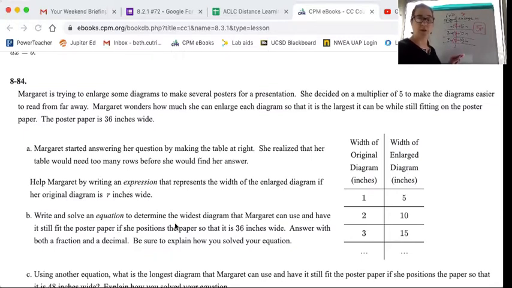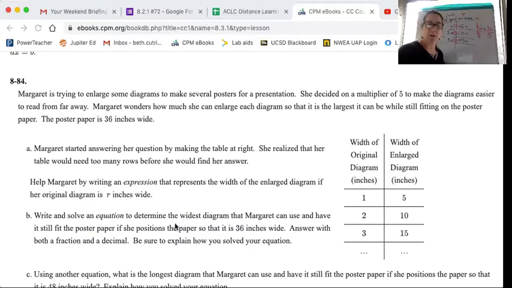B says, now write and solve an equation to determine the widest diagram that she can use by enlarging these on her machine by 5 to still fit on the poster paper if she positions her paper so that it's 36 inches across. So all I'm going to do is take my enlarged and say it's going to equal 36. This is my maximum allowed width. And I'm going to do the reciprocal to undo it. So to undo multiplication, I'm going to divide. So R is going to equal 36 divided by 5, whatever that number is.